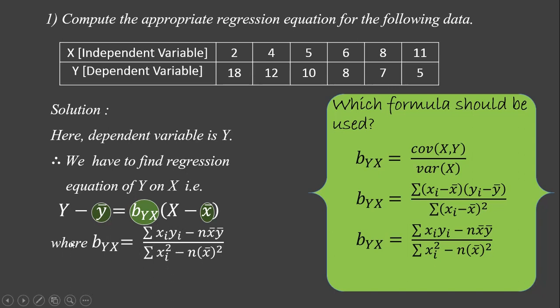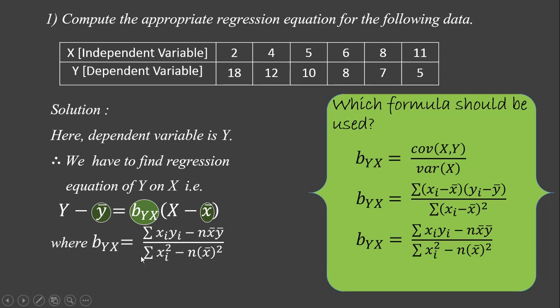Now which columns should be made in that table? If we consider the terms where there is a sigma or summation sign, to find that term we require a column. Here the term summation xi yi is there, so we have to make a column for xi yi.